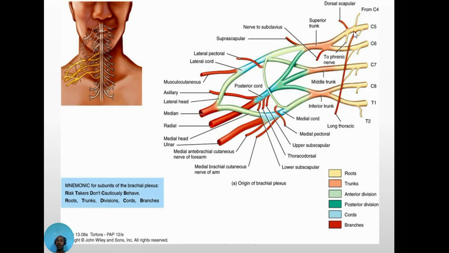And from the root of C5, we can get one important nerve, which is called the phrenic nerve. This nerve goes to the diaphragm and gives diaphragmatic innervation for the individual.